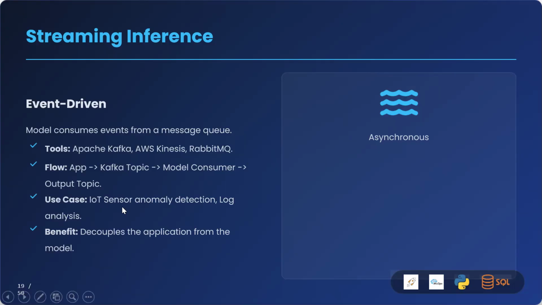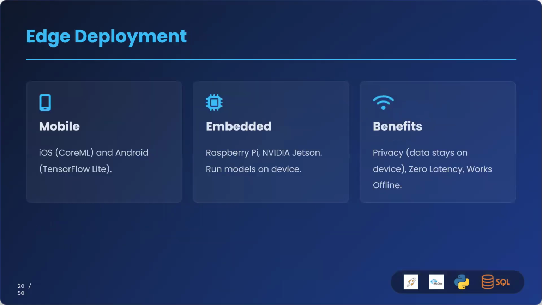So IoT sensor anomaly detection, for example: I want to see which are the anomalies in my IoT sensors, so that I can identify which machines will go down. In that scenario, this streaming inference is going to help us, because it will separate the application from the model. So we do not need an integration between the model and the application in this particular kind of use case.